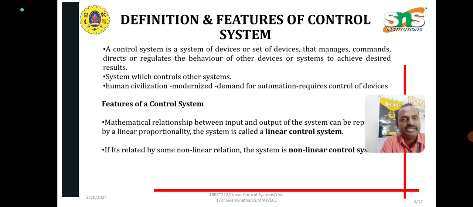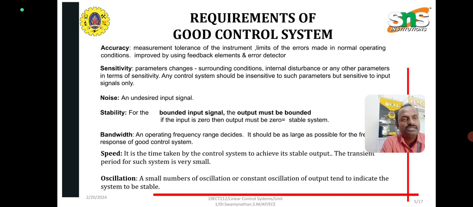So what do you mean by linear? Linear means that if you give the input, the output will change. For example, V is equal to IR. If you give the voltage, the current will change. If you increase the voltage, the current is increased. If you reduce the voltage, the current is reduced. That is linear proportional. So the requirements of control system: accuracy, sensitivity, noise, stability.